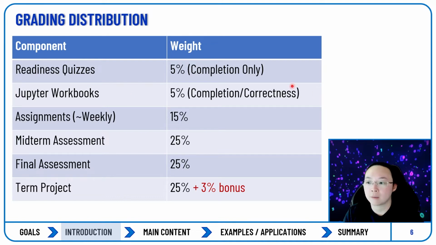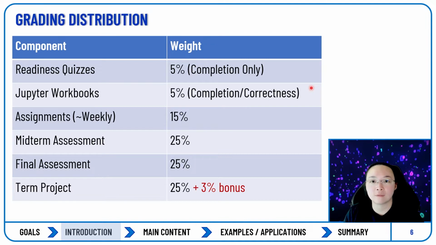There are only 3 possible marks for these workbooks. Let me just reiterate these two. For the readiness quiz, it's either you do it or you don't. So it's either a 0 or a 1, a Boolean type of grade. For the Jupyter workbooks, you have a completion or correctness grade.